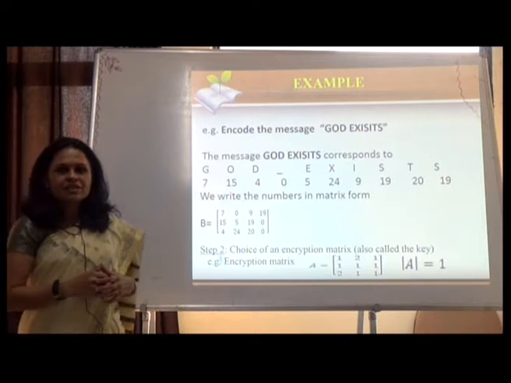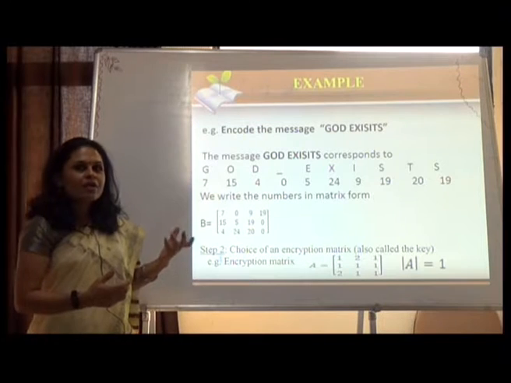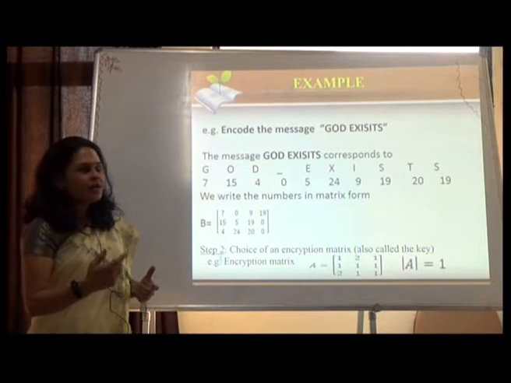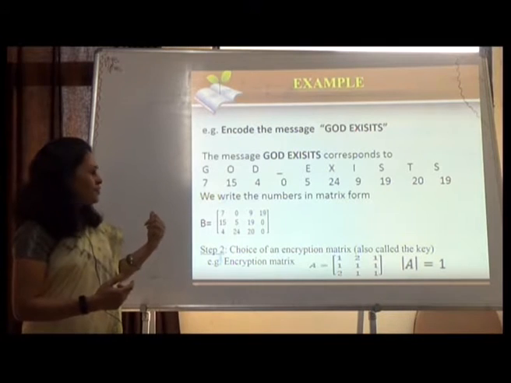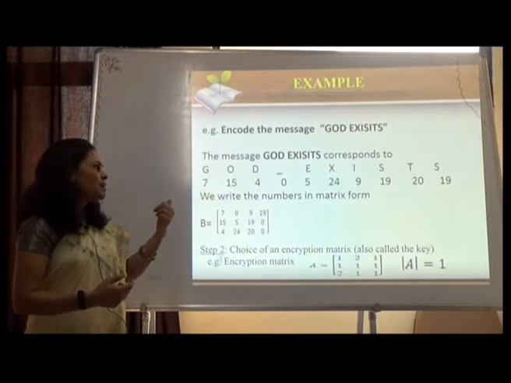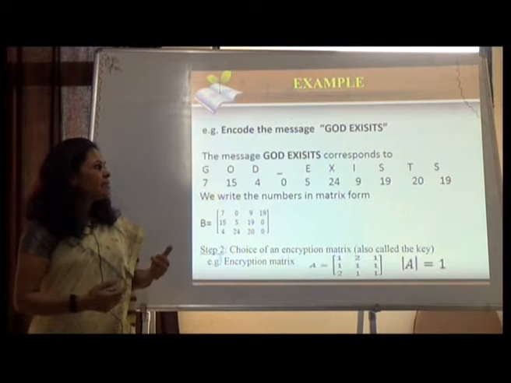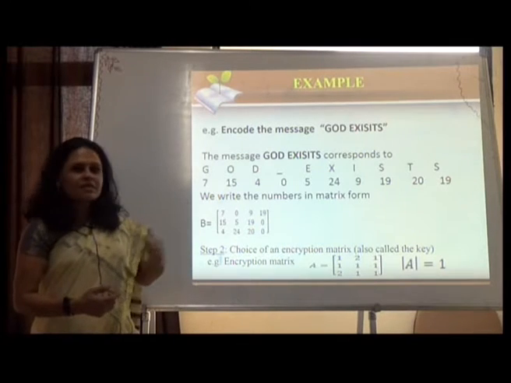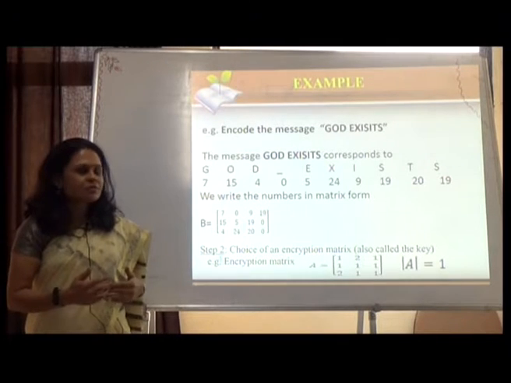Let us have one message. I want to send my message to my receiver which says "God exists". G-O-D-E-X-I-S-T-S. Let us see this "God exists" translated into numerals. G is 7 with reference to the previous table. O is 15, D is 4, space is 0 as you know, E is 5, X is 24, I is 9, S is 19, T is 20 and again S is 19. Can you see this number series where all alphabets are transferred into numbers?